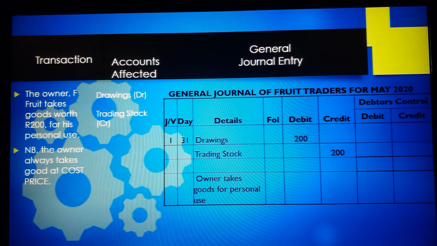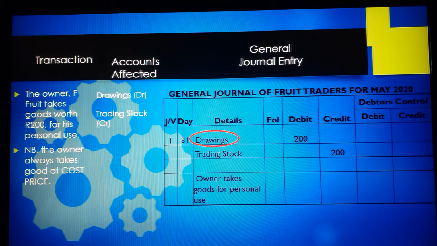Moving on, if the owner takes trading stock for his own personal use, remember that here the owner is not taking cash, he is taking trading stock. So therefore, we cannot enter this into the cash payments journal. If you look at the transaction, the owner has taken goods worth 200 Rand for his personal use. So therefore, the one account that is affected is drawings, and that is debited, and the other account is trading stock because we are removing that trading stock from our shelves.